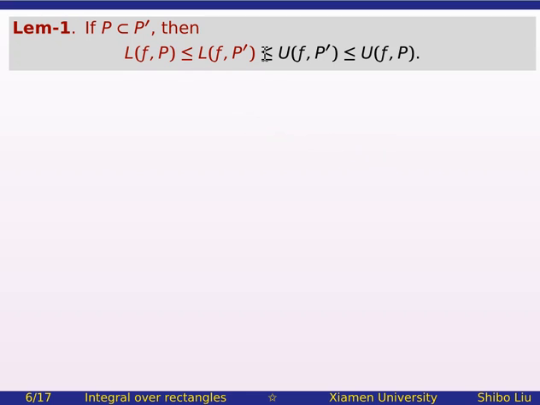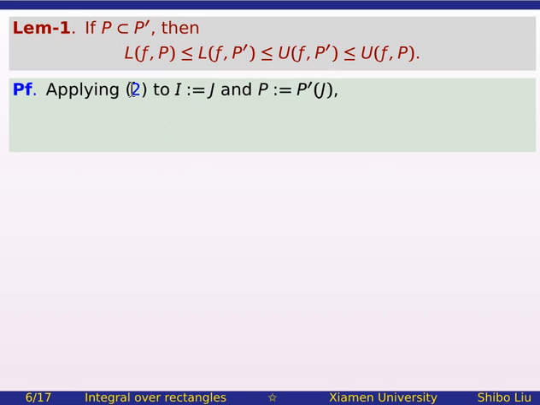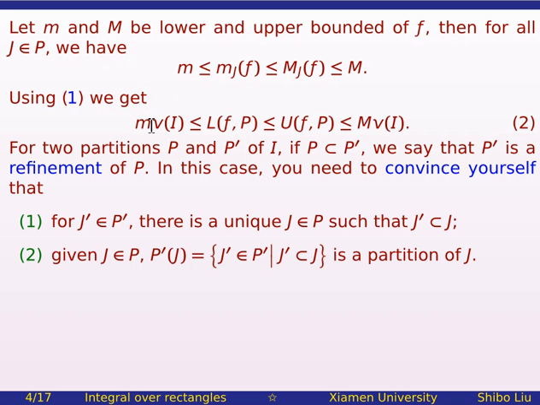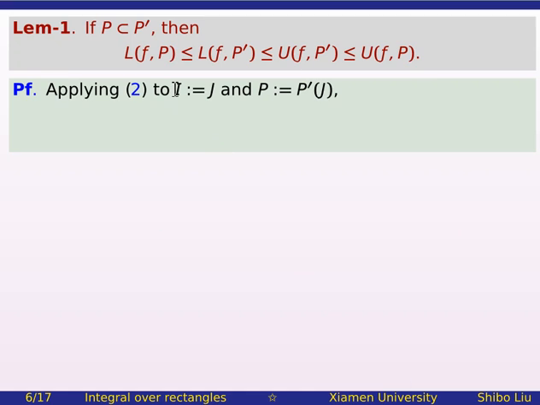We prove this result. Applying our previous result, that is, the lower sum and upper sum are bounded by the lower bound and upper bound multiplied by the volume of the rectangle I. Now we apply this result to our subrectangle J, taking I to be J, and the corresponding partition is the partition determined by P prime, the refined partition P prime for J.